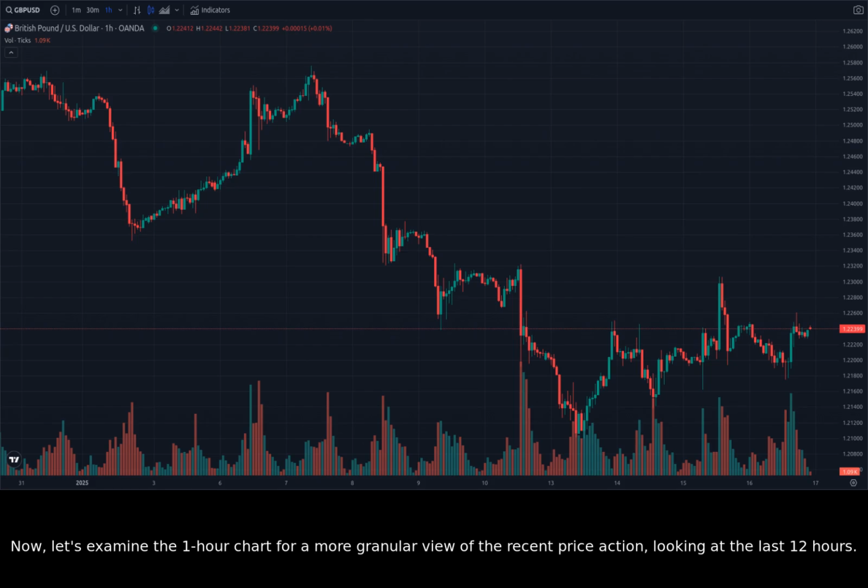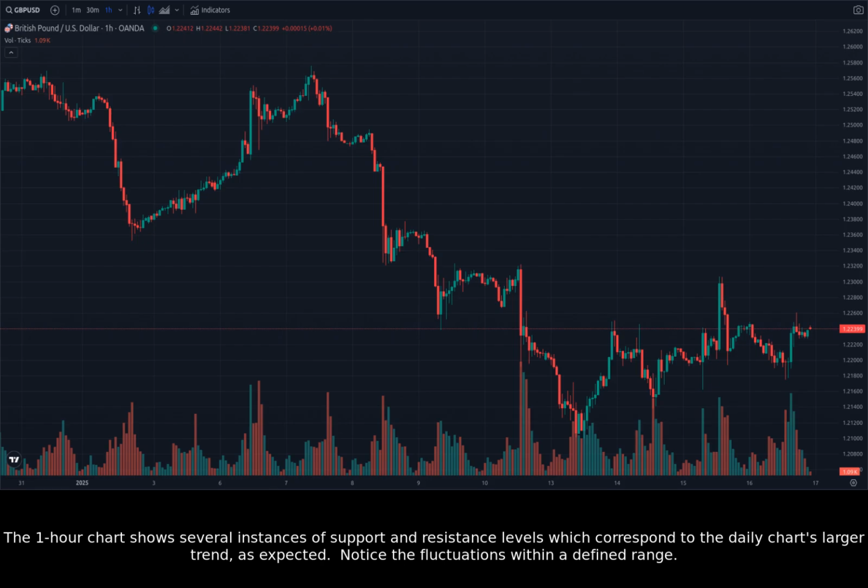The 1-hour chart shows several instances of support and resistance levels which correspond to the daily chart's larger trend, as expected. Notice the fluctuations within a defined range.